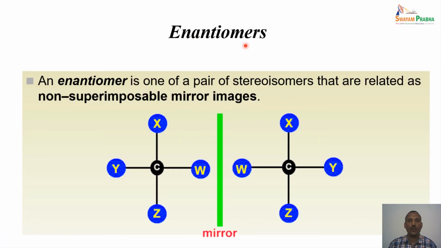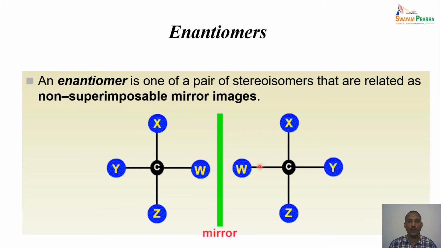Now let us look at what enantiomers are. Enantiomers are a pair of stereoisomers that are related as non-superimposable mirror images. So if we take a carbon with 4 different groups surrounding the carbon, then we say this compound can be optically active, because one of the criteria for optical activity is that the 4 atoms or groups attached to the central carbon atom have to be different. So here we have X, Y, Z, W. So we have 4 different groups.